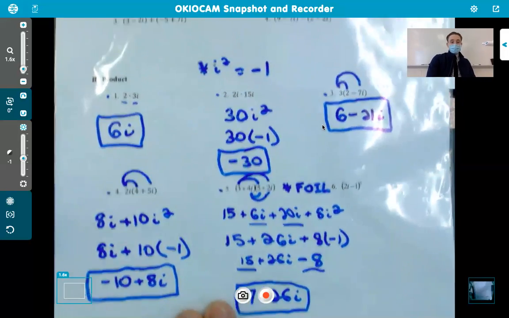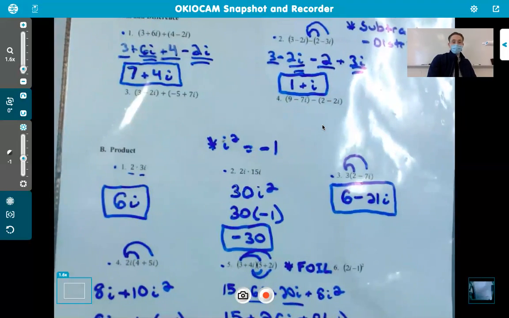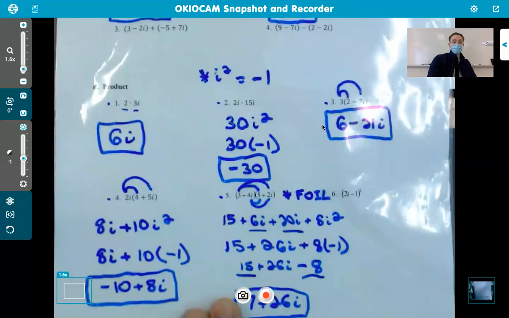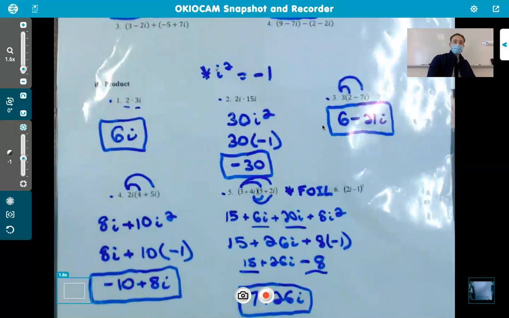Any questions on this first page here, just doing addition and subtraction or anything multiplication wise? See that there's a variety of questions that you could have, but all the processes follow very similar algebraic processes we've seen before. It's just a matter of applying them now to imaginary and complex numbers.